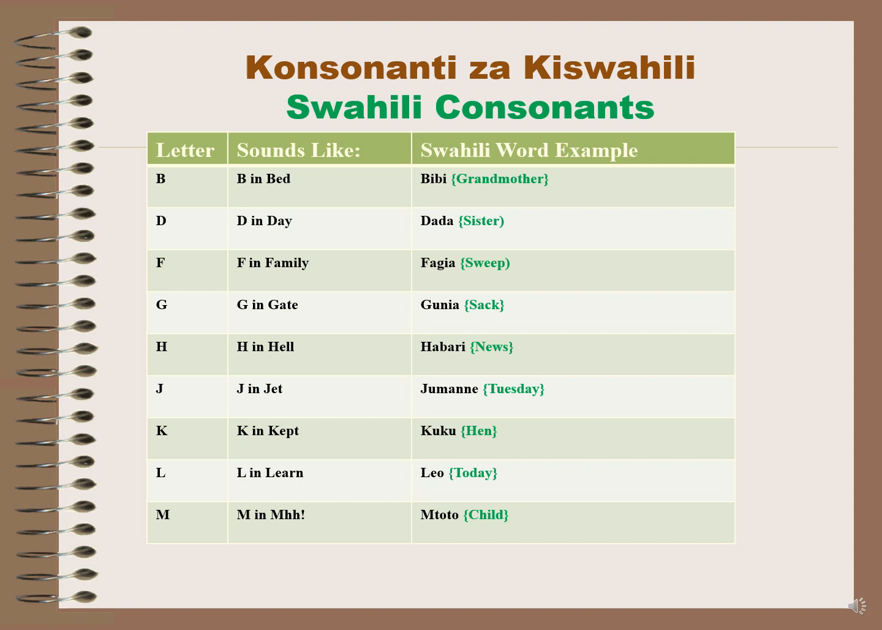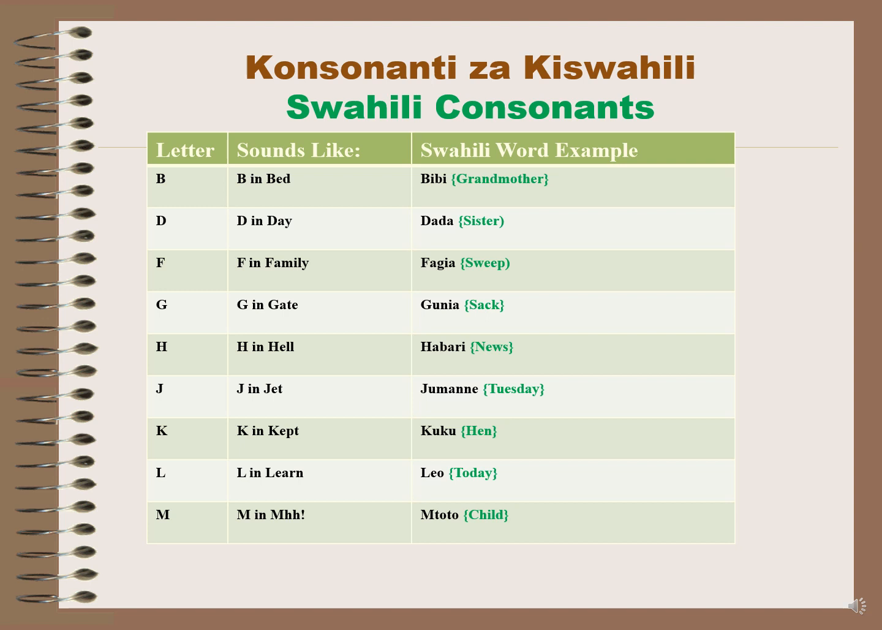Konsonanti za Kiswahili, Swahili consonants. Here we have letters, the way they sound, and a Swahili word example. Letter B, or in Swahili be, sounds like bed in English, and the Swahili word example for this is bibi, meaning grandmother. De sounds like day, and the Swahili word that starts with de is dada, or sister.